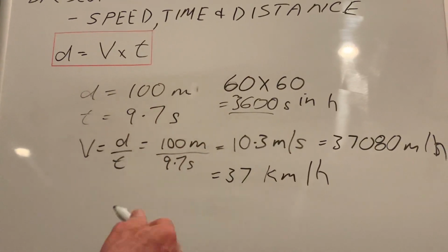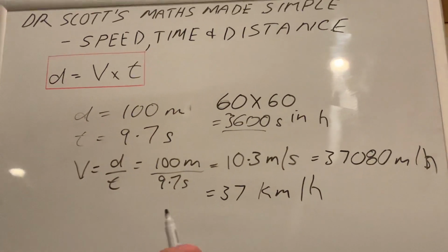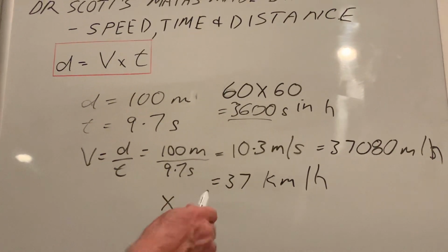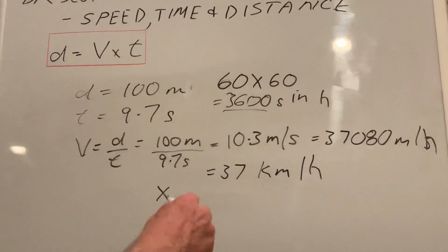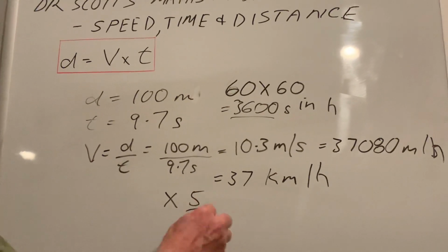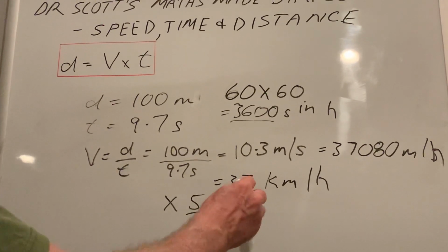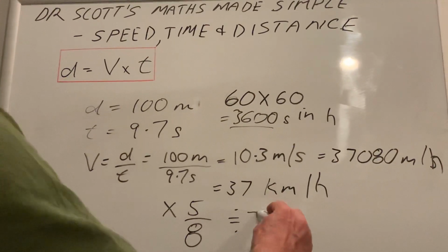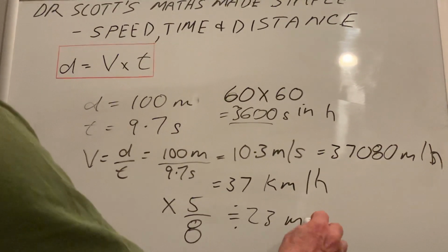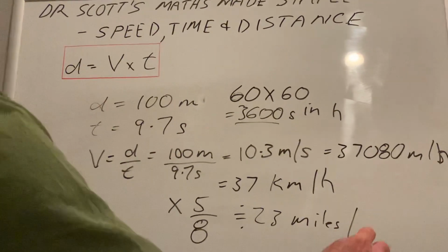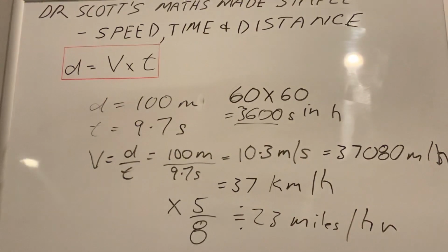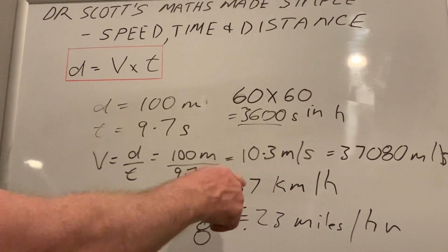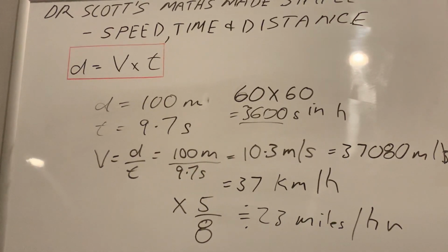If you want miles per hour, if your country does things in miles per hour, to convert kilometres per hour to miles per hour, you multiply by approximately 5/8. If we do that with this, we end up with approximately 23 miles per hour. So that's how fast Usain Bolt runs when he does the 100 metres. It's about 37 kilometres an hour, which is pretty jolly quick.